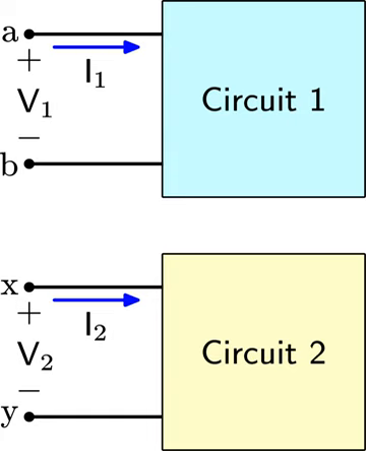Superposition cannot be used to find total power consumed by elements even in linear circuits. Power varies according to the square of total voltage or current, and the square of the sum is not generally equal to the sum of the squares.